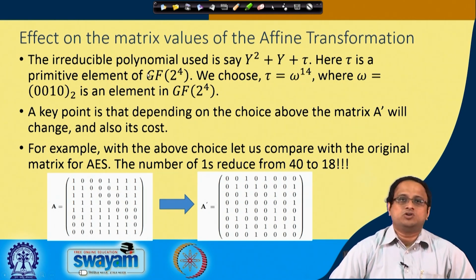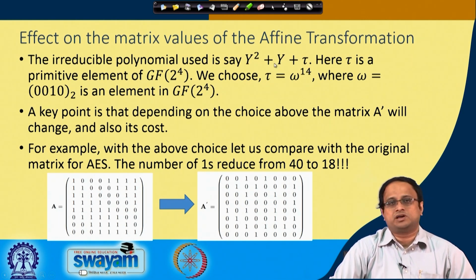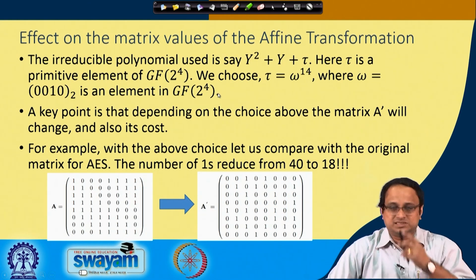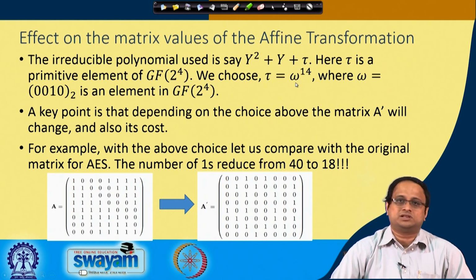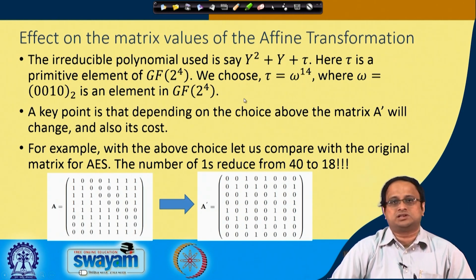For example, the irreducible polynomial which I chose was y squared plus y plus tau. Remember I mentioned this when I was discussing the S-box. Here tau is often a primitive element of GF(2^4), and we choose this tau as, say, omega to the power of 14, where omega is, say, x, an element of GF(2^4). These are just some chosen parameters for this irreducible polynomial. A key point here is that these choices will have an effect on the matrices A dash and B dash.